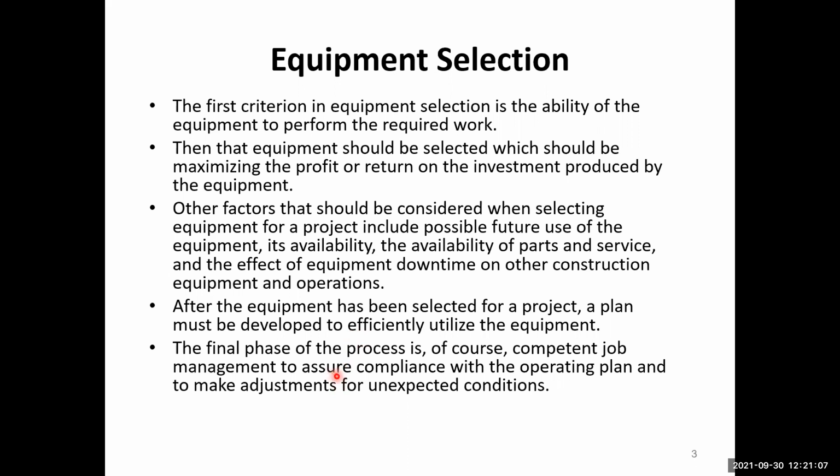equipment plan as well. The final phase of the process is, of course, competent job management to assure compliance with the operating plan and to make adjustments to the unexpected conditions. The ultimate responsibility for competent job management is with the project manager, and then the more day-to-day or site level responsibility is with the job supervisor or the construction superintendent who is supervising the job on the site. So they can take the decisions on the site on a daily basis, so that, considering the overall plan for the utilization of the equipment on the site, they can readjust those plans on the local site basis to meet the requirements for the job.